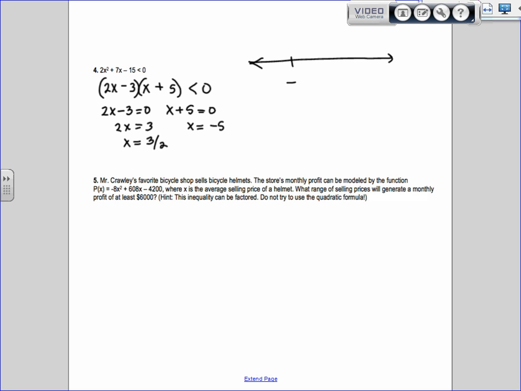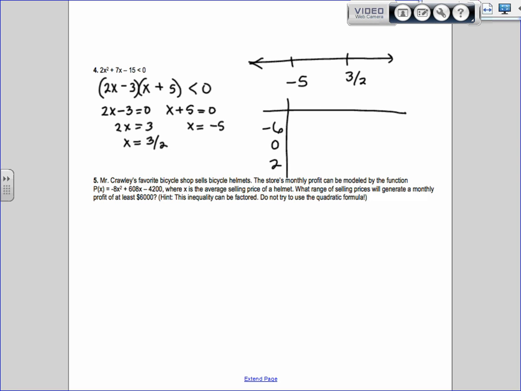So I put -5 and 3 over 2 on the number line. Now 3 over 2 is really just 1.5. Okay. And then I just pick numbers on the left and right, just like normal. So I'm going to pick like -6, 0, and 2. If you weren't sure what 3 over 2 is, which by now I think you should know, you could just plug in something really big, like 100. It doesn't matter. Anything on the right of it.